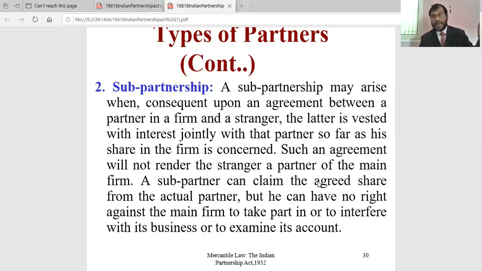He cannot come into the partnership at any cost. He can settle with the partner who entered into an agreement with him. Other partners may not be liable for this type of activity unless there is an agreement to the contrary.